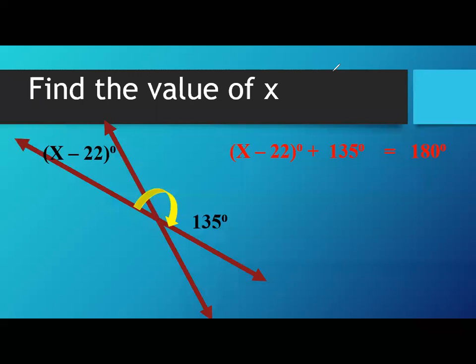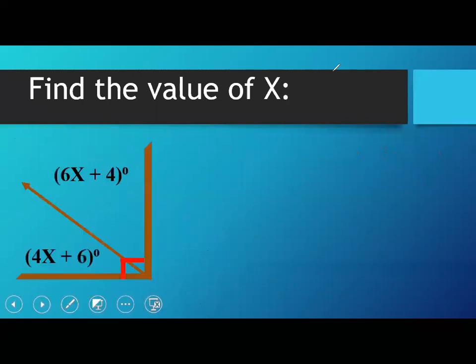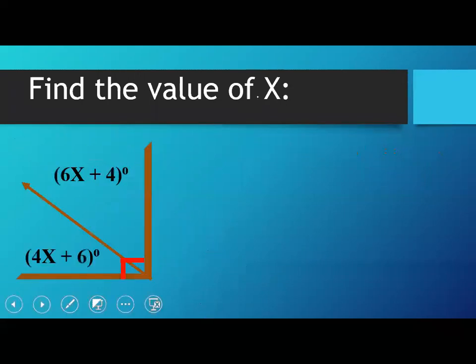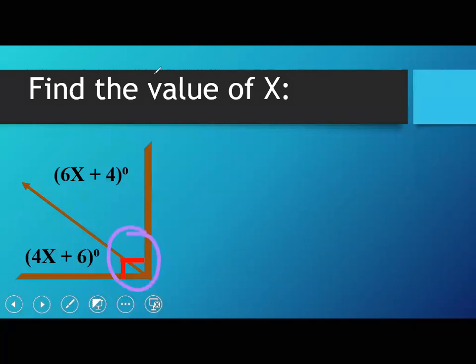Okay, now let's see if we have one more example. Oh, yeah. Okay, so right away, what kind of angle is that? Yeah, good answer. This is a right angle. See this? This is a right angle. That means all the angles that are inside are going to add up to 90 degrees.